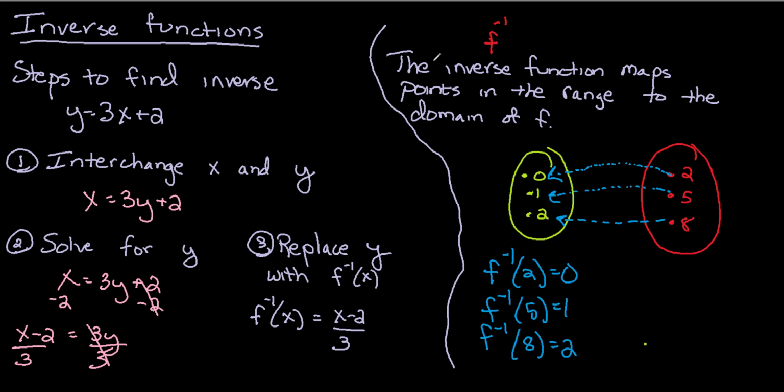If you come back over here to our picture, we said that the 2 should map backwards to the 0. Let's see if our formula works. f inverse of x, supposedly with x equal to 2. So let's plug in the 2. Our formula gives us in the numerator 2 minus 2 all over 3, and that's 0 over 3. 0 over anything is 0. And you could go through and check the others as well.